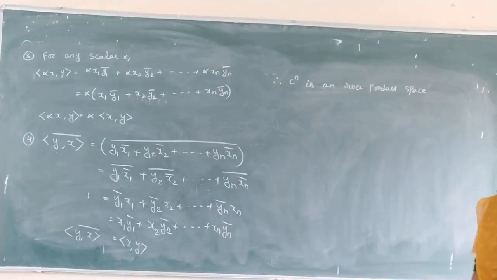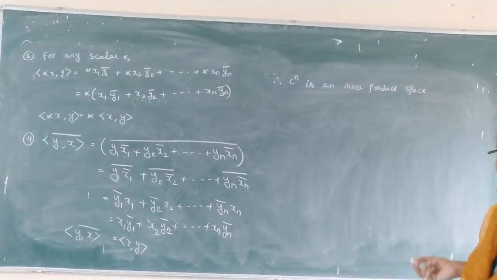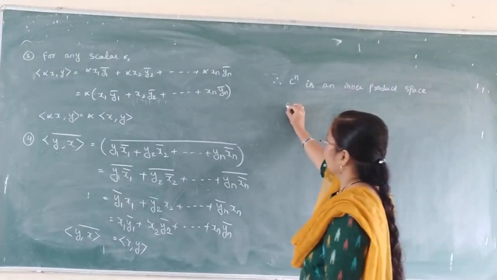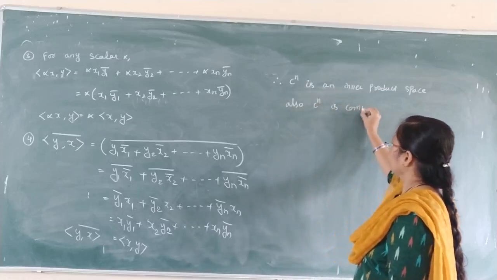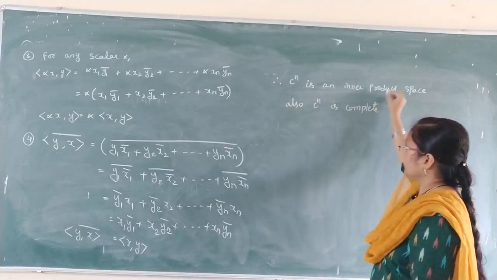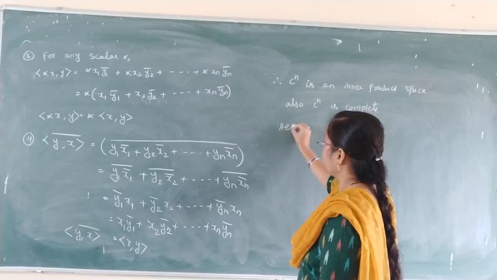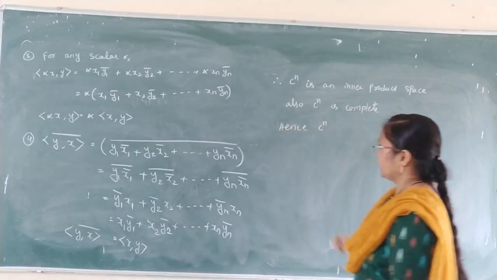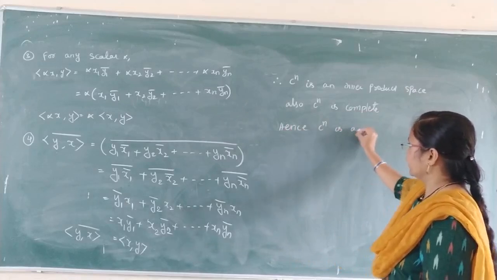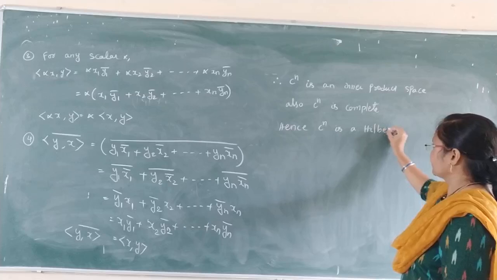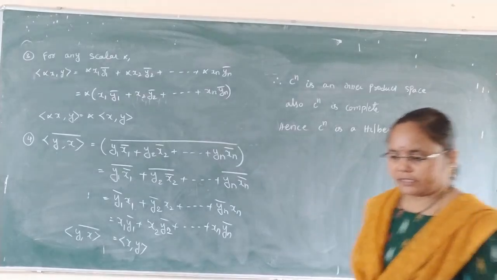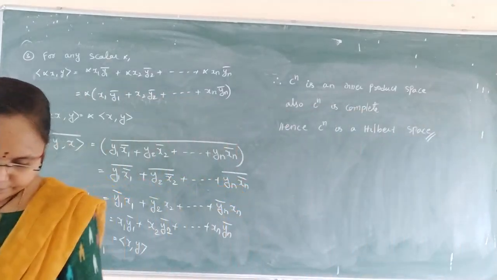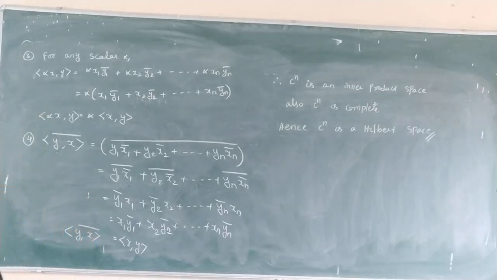You already know from unit 1 that C power n is complete, so C power n is complete. A complete inner product space is nothing but a Hilbert space. So hence C power n is a Hilbert space. This is the second example of a Hilbert space. So you will copy the notes from the videos.